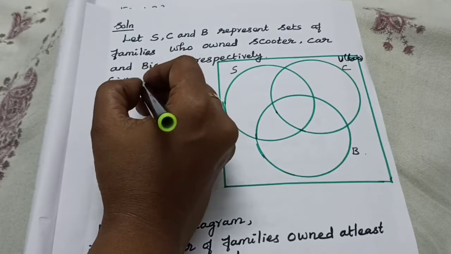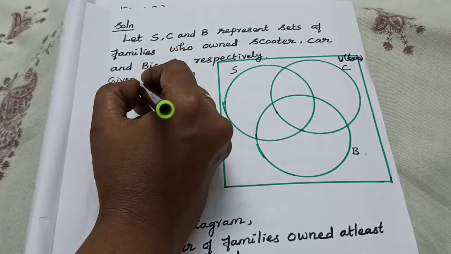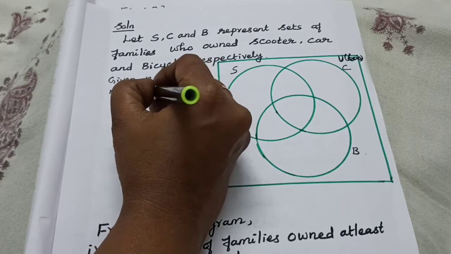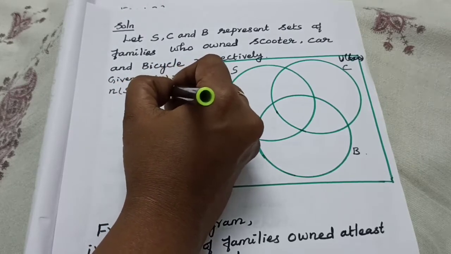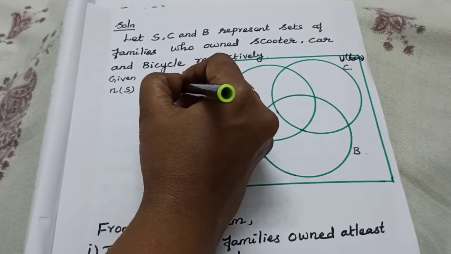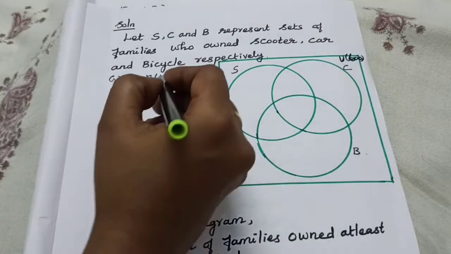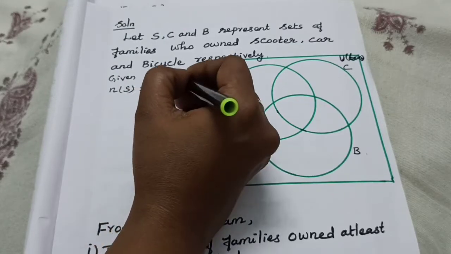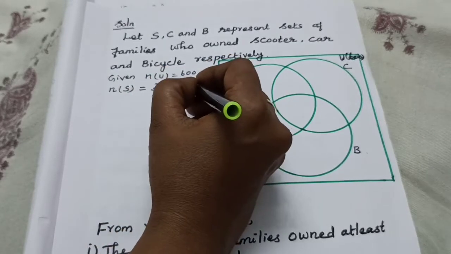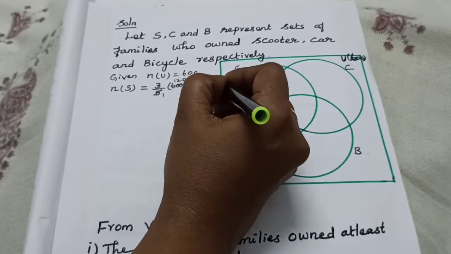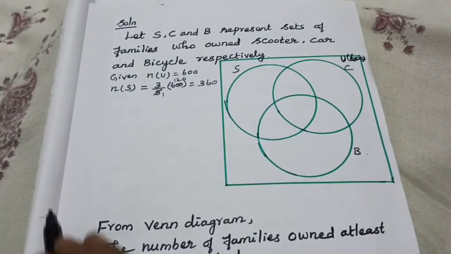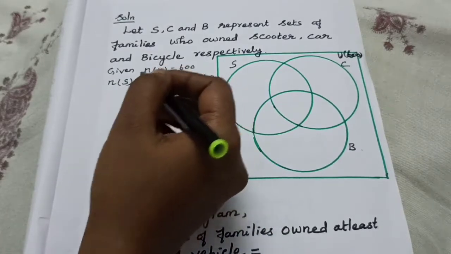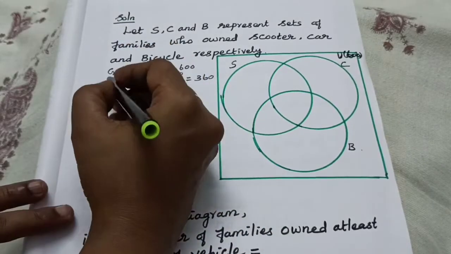The number of families using scooter is equal to 3 by 5 of 600. Shall we cancel this one? 1, 5 is 5. Here 1 and then 2, 0. Then equal to 360. Like that, the number we have to find. Only parts are given, so one by one we have to find.